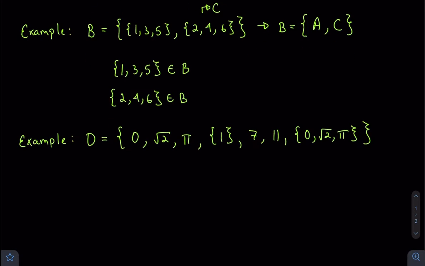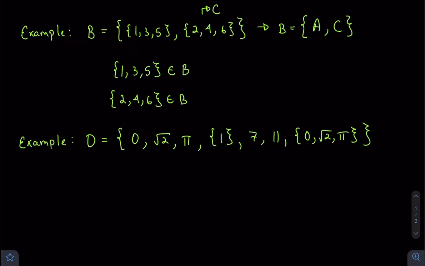So how many objects are in set D? Well, these are 3 objects, right? 0, square root of 2, and pi, that's 3. Then this set is the 4th object, 5th object, 6th object, and finally the 7th object is this set. So all of these objects are elements of set D. And set D is a set that contains numbers and other sets.